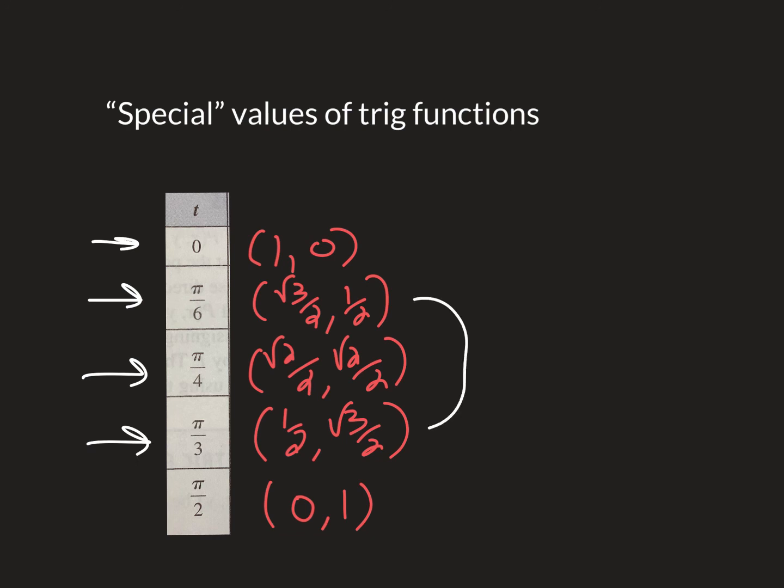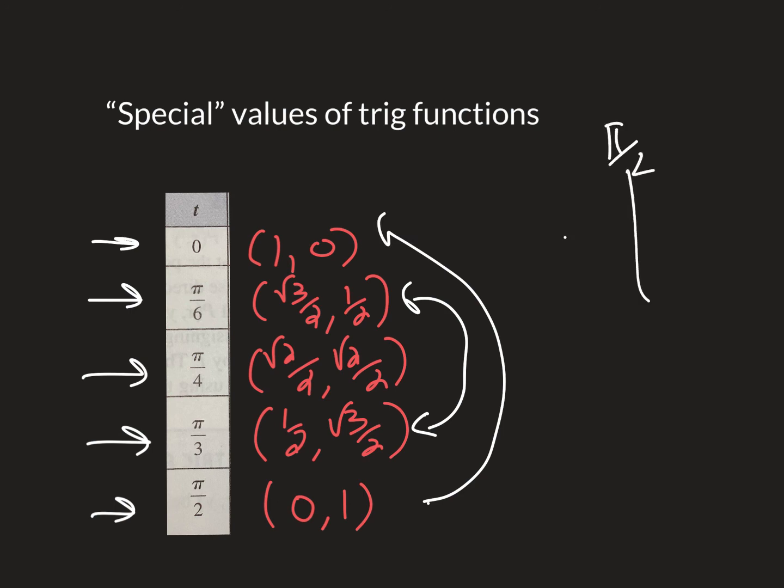Notice for pi over 6 and pi over 3, the x and y coordinates just switched. That's a great way to remember it. And then for pi over 2, they just switched from 0. Remember, pi over 2 is up here at the top of the circle, and 0 is right there. Also, don't forget, cosines are the x's, sines are the y's. Cosine, sine, cosine, sine, cosine, sine of t.